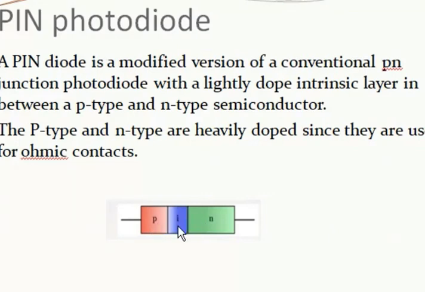So this PIN photodiode is a modified version of a PN photodiode, based on the fact that it can have a wider depletion region, and it can accommodate more photons at the depletion region, and hence more electron hole pairs will be generated, and this will ultimately contribute to the increase in the drift current.